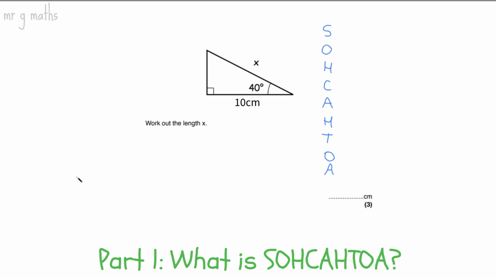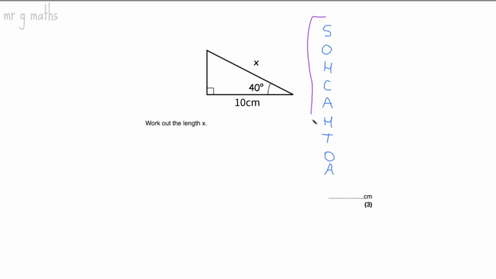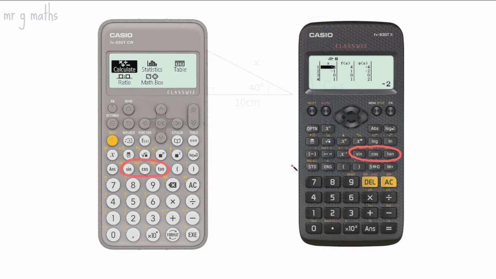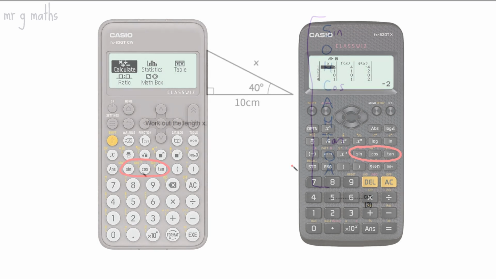So before we even start answering trigonometry questions, the first thing we have to address is what I've got written on my screen. This is SOHCAHTOA. If you're not familiar, each of these letters stands for something whenever we're doing trigonometry questions. The S stands for sin or sine, the C stands for cos or cosine, and the T stands for tan or tangent. You should be able to find those on your standard Casio scientific calculator.